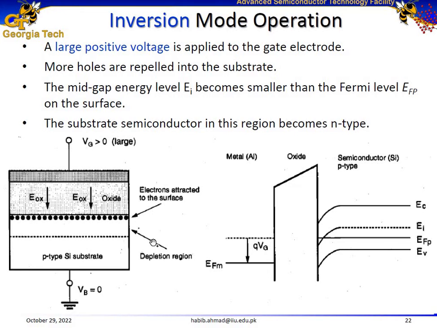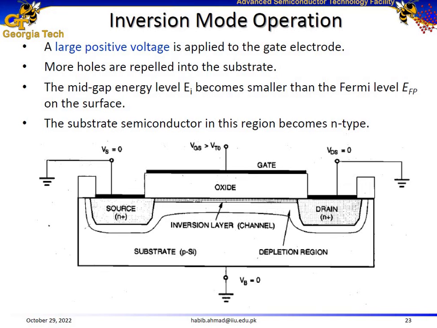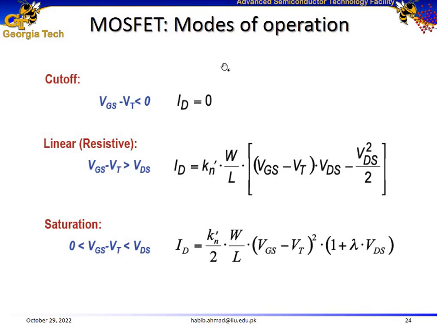But then by increasing this voltage above a certain level, and then we are going to apply VDS as well, there is going to be a saturation region for the drain to source voltage. That is the inversion mode operation for a MOSFET. And here are different modes of operation, and you got to remember these conditions.